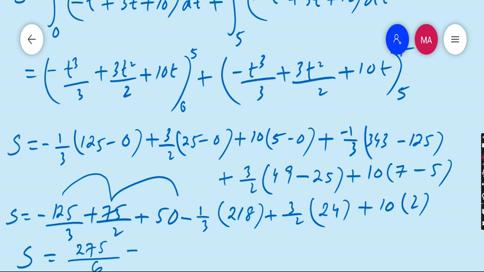Minus 218 upon 3 plus 12 threes are 36, 10 twos are 20.